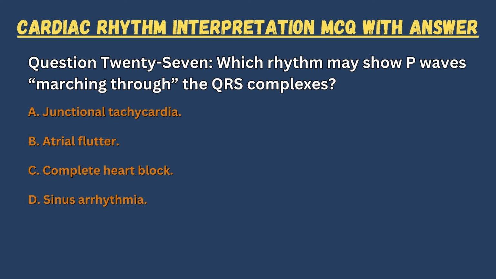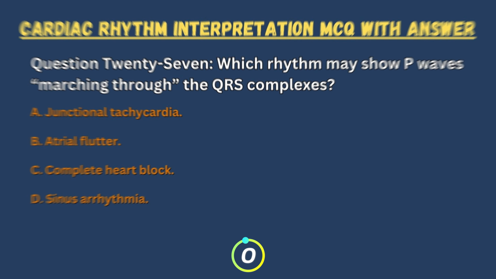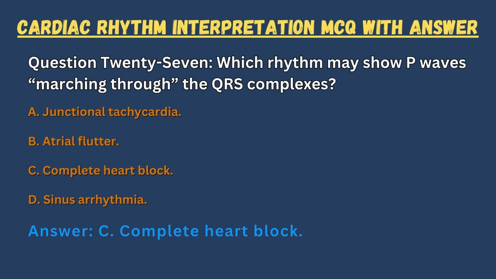Question 27. Which rhythm may show P waves marching through the QRS complexes? A. Junctional tachycardia. B. Atrial flutter. C. Complete heart block. D. Sinus arrhythmia. Answer: C. Complete heart block.